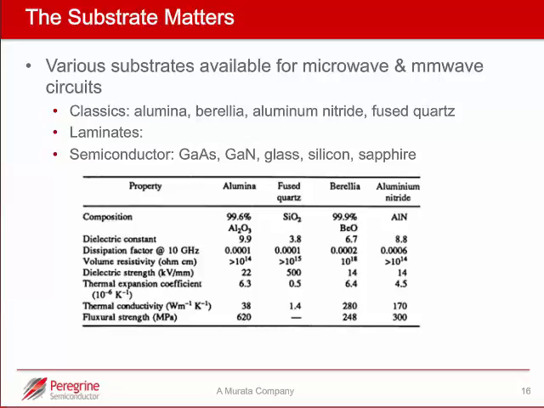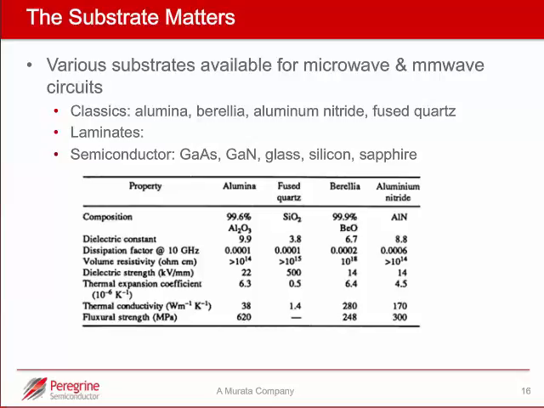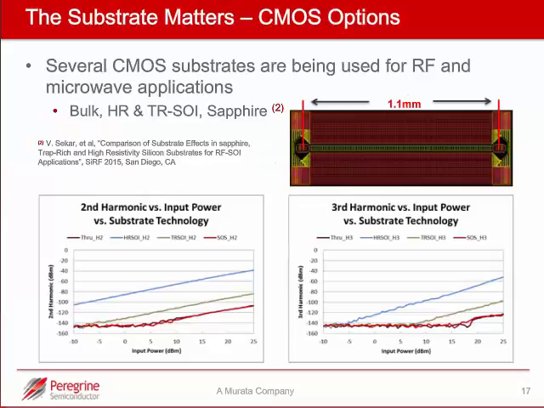What options exist for CMOS, though? And there really are three different general substrates that are available. One is you could work with bulk, but we're not going to dive any deeper into that because the fundamental losses of the bulk substrate, basically a low resistivity silicon, is just not something that a microwave circuit can live with. Then there's also a high resistivity and trap-rich SOI, and then there's sapphire.